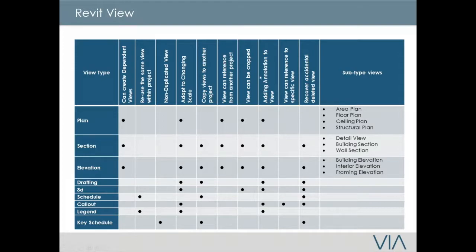View can be cropped. Now, this is very important. Sometimes you have a large plan you want to crop down. When you look at plan, section, elevation, and 3D, you can crop it. But when you look at drafting, let's say you create details and you want to crop them, there's no option to do that. Just keep that in mind. Now, you could do the details in plan, section, or elevation, then you can crop it. That's fine. Adding views to annotations, again, you can just do it for all of these.